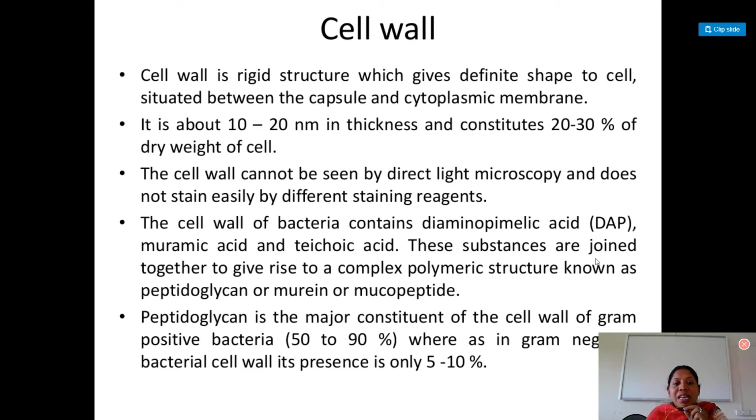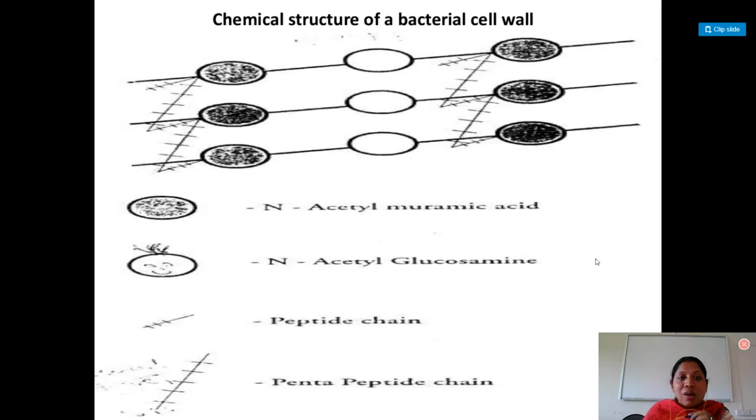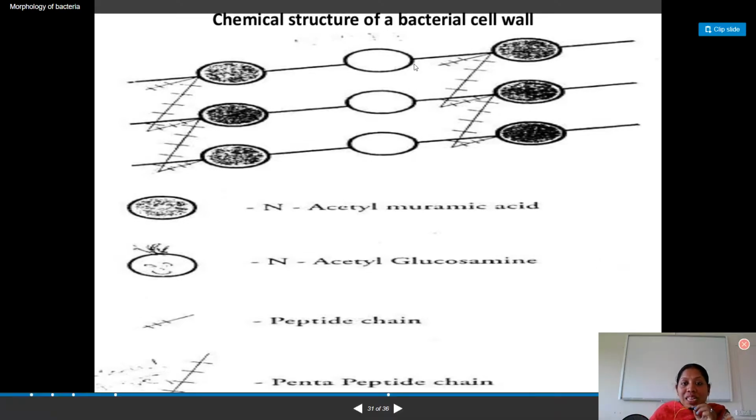Now peptidoglycan is a major constituent of the cell wall of gram positive bacteria, which is 50 to 90%, whereas in gram negative it is very little, only 5 to 10%. You can see this is how the chemical structure of the bacterial cell wall consists of N-acetyl muramic acid and N-acetyl glucosamine attached together by a peptide chain, and yes, it could be a pentapeptide chain.